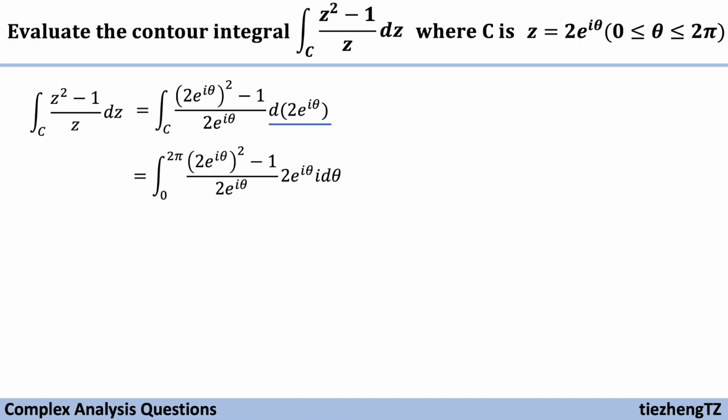and then z function squared, using theta to express, minus 1 over the theta function, and then times this, which is 2 times e to the power of i theta times i times d theta. So in this step, we change from dz to d theta. And these two items can be cancelled, so this integral function becomes integral from 0 to 2 pi i times 2 times e to the power of i theta squared minus i d theta.